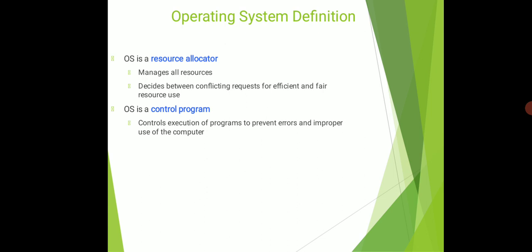Second, it will control programs. Whatever programs we are having in a system, it will control all the programs. It will prevent errors. It will prevent improper use, like people trying to hack the data. It will maintain the data properly. It will give the privacy. Those things are given by OS. So very, very important definition. So OS is a resource allocator, as well as OS is a control program. So this is very, very important.